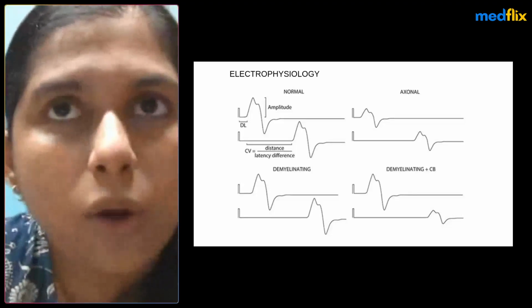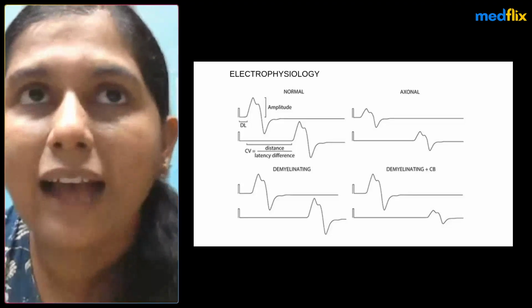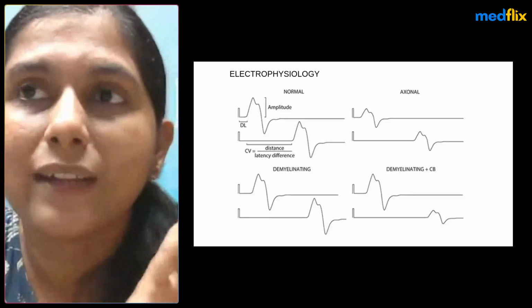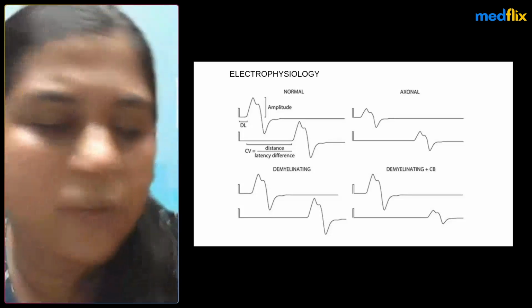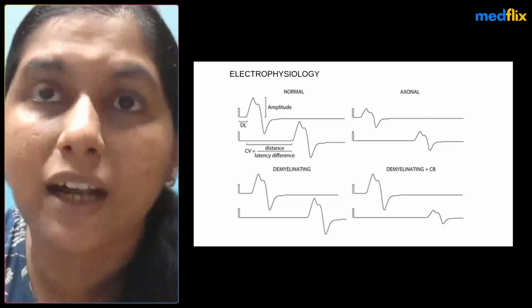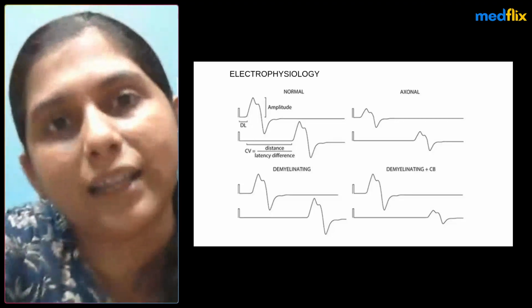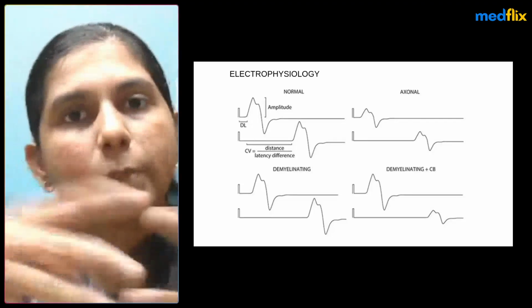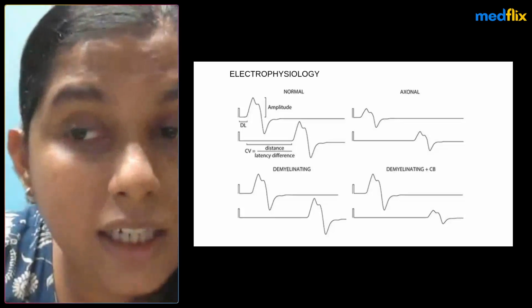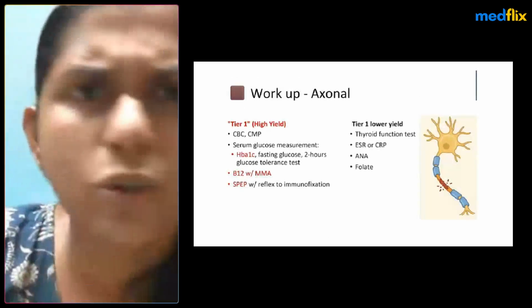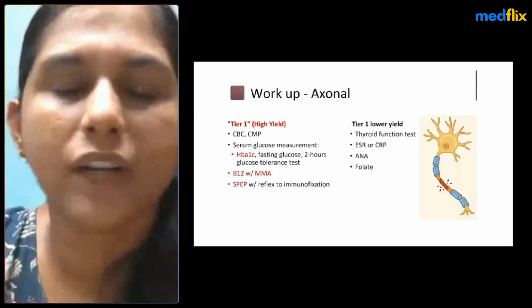So conduction block represents that, as for example, if a person is driving at 30 kilometers per hour, and another person at 20 kilometers per hour, at the end of 1 hour, how far will they be? The conduction block represents that, the lag between the distance traveled, the conduction velocity of the nerve fibers. So that is, to put very simply, how we interpret a nerve conduction study.